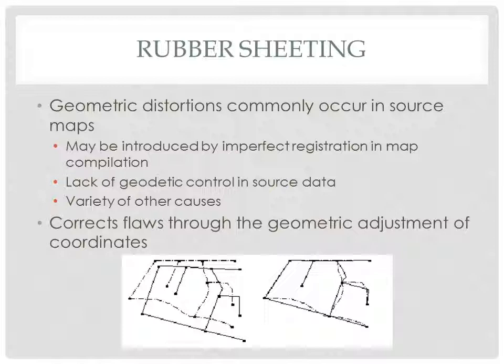So rubber sheeting corrects the flaws through geometric adjustment of coordinates. In other words, you're attempting to align features between two different feature classes where one is registered properly on the geographic or projected coordinate system. And rubber sheeting basically calculates and takes into account interpolation of likely positions by comparing the locations of those two features in two different layers.